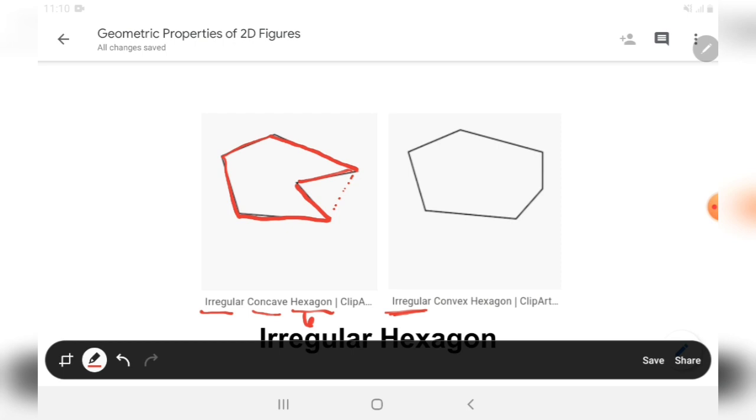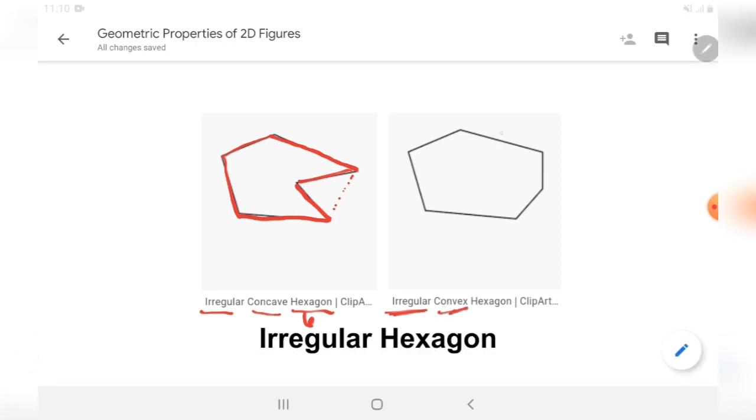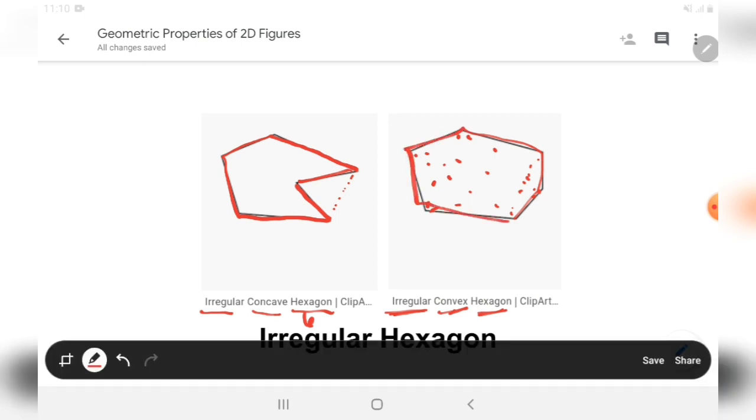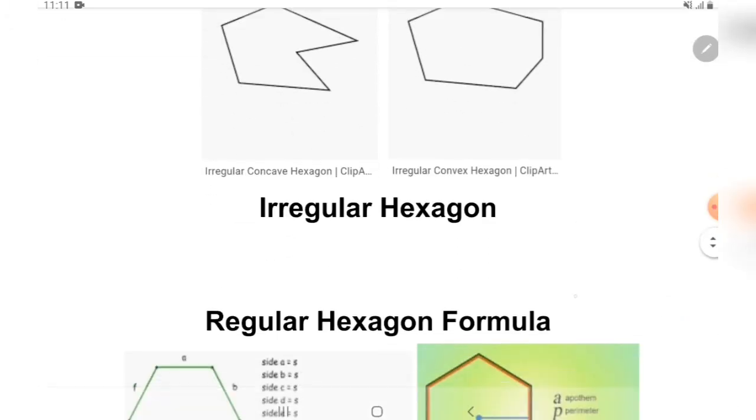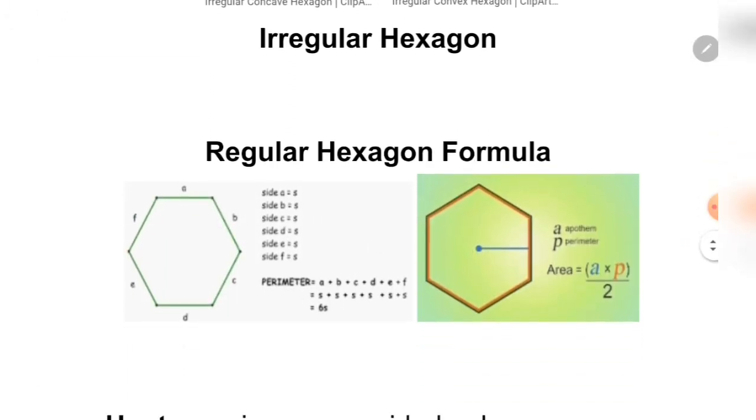Irregular because not all sides and angles are equal. And this is convex because the diagonals are only on the inside. Next, this is a hexagon because there are 1, 2, 3, 4, 5, 6 sides. Okay, so that is an irregular hexagon.